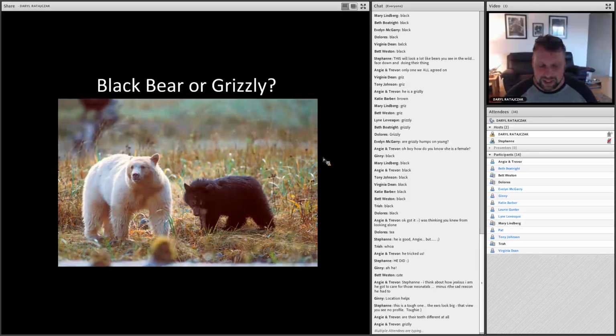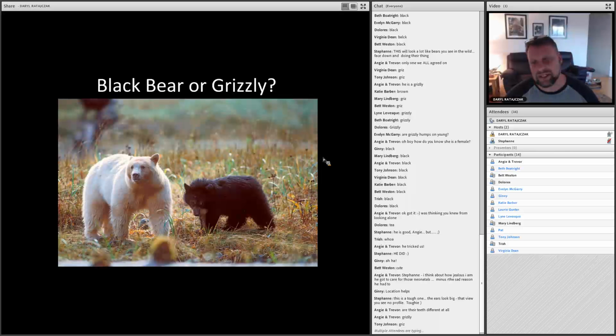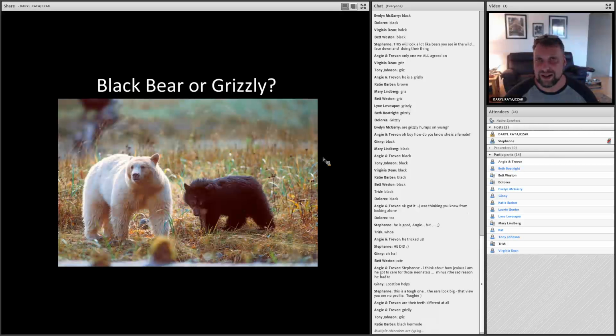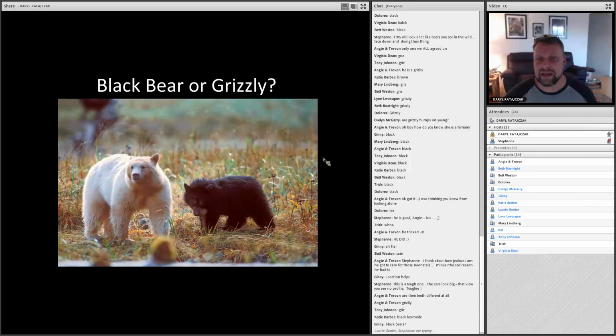Angie asked if their teeth are different. They have the same number of teeth. Obviously, a larger grizzly or brown bear is going to have larger, sharper teeth, and a black bear will tend to have a little bit smaller, narrower teeth. But they're the same kind of dentition, just different facial structure holding those teeth.